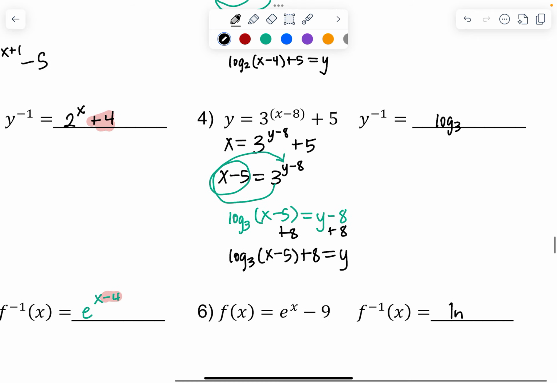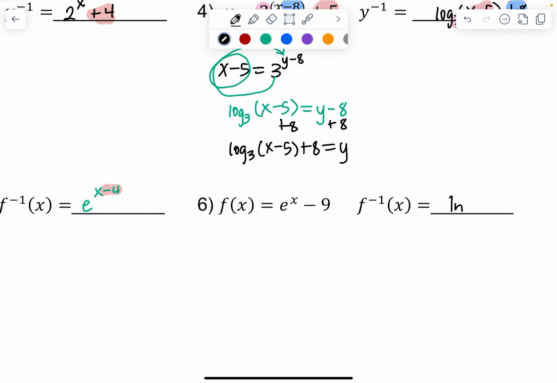And so our final answer is log base 3 of x minus 5 plus 8. Double check. Our base is still base 3. Our minus 8 inside became plus 8 outside. Our plus 5 outside became a minus 5 inside.